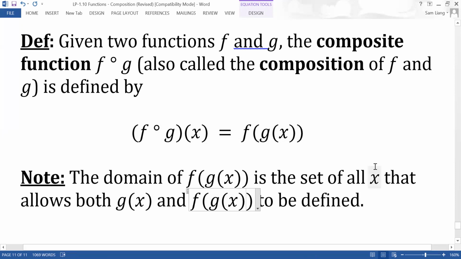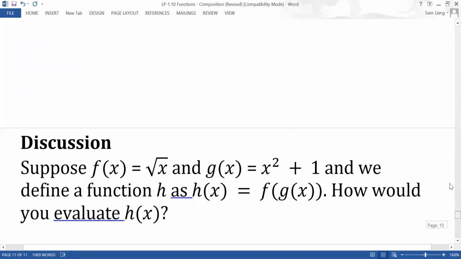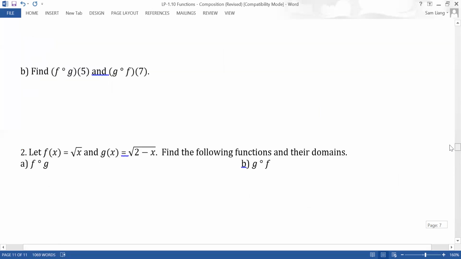If you need to copy this, or if you need more time to copy this, please pause the video here. Otherwise, I'll be backtracking to the classwork. All right, here we go. The classwork was as follows.